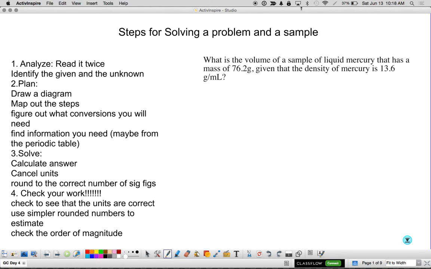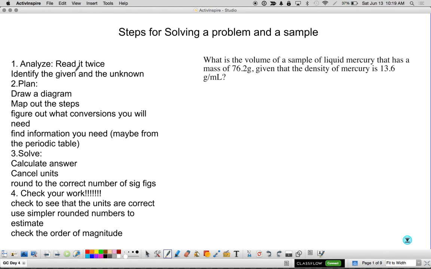So one of the things that you have to get used to doing is running through a bunch of steps in your head. We're going to write them out at the beginning, and you'll continue to write them out until you get comfortable with the process for problem solving.